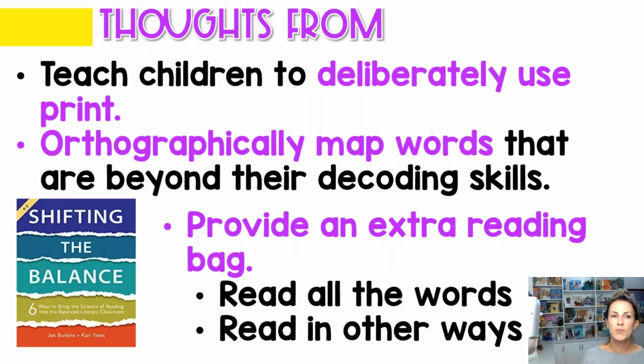Teaching children to deliberately use print. This is something from Shifting the Balance by Burkins and Yates. We want to make sure that we're teaching them to deliberately use print. We want to orthographically map words that are beyond their decoding skills. So if it's beyond their decoding skills, we're going to orthographically map it. We don't need to explicitly teach the sight word can, C-A-N, because they can decode it, right?